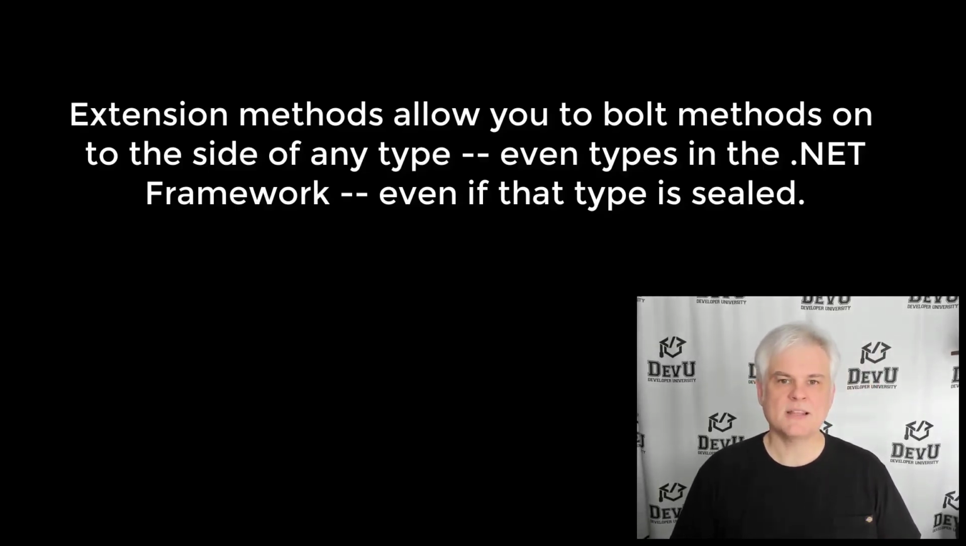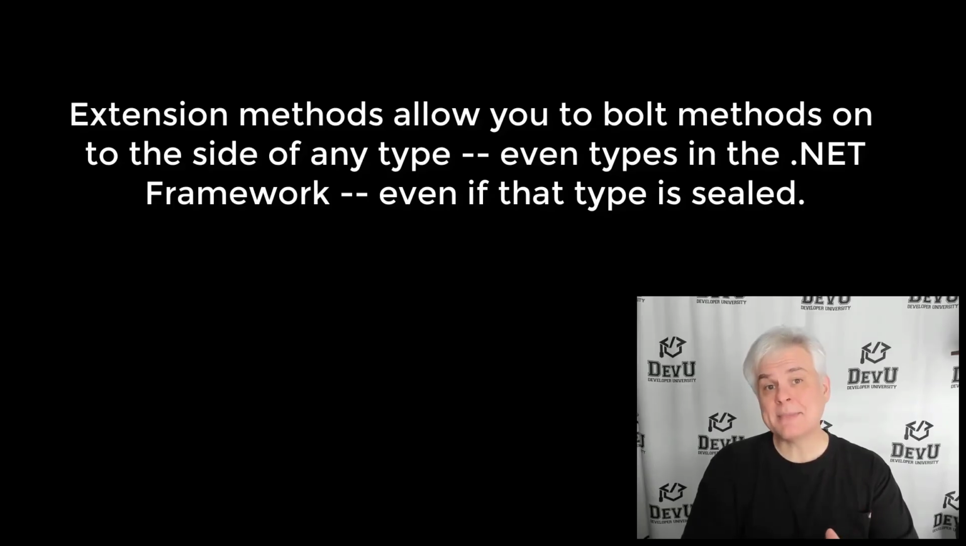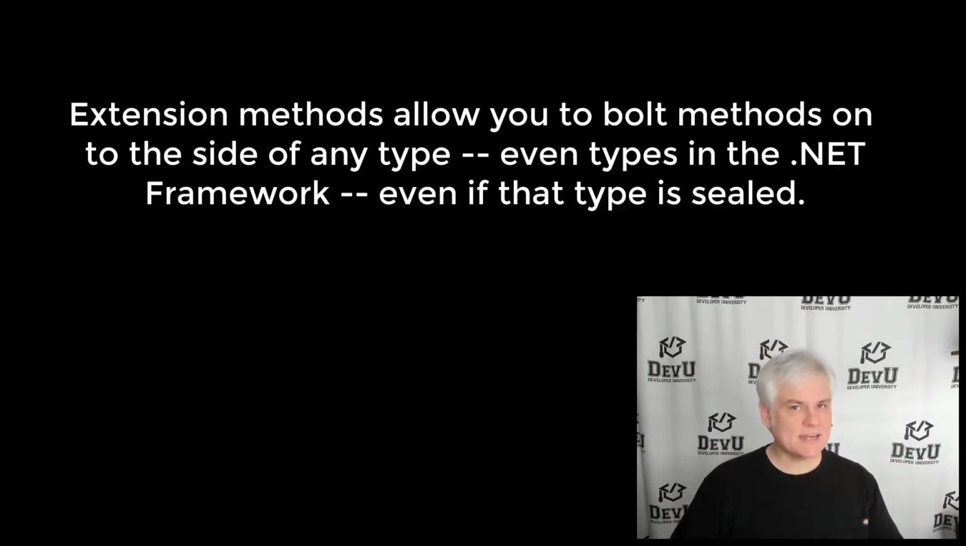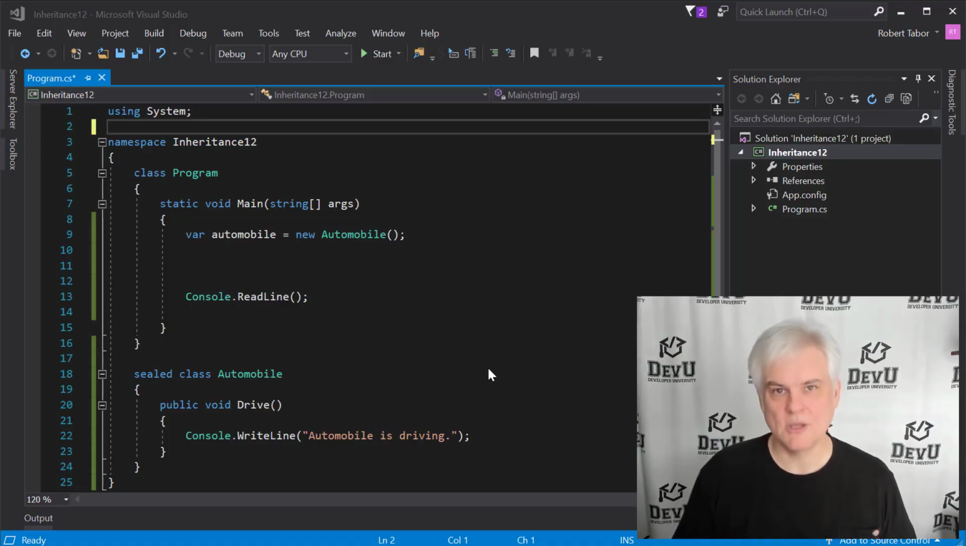Go ahead and grab an index card, and you want to copy this down or some version of it. An extension method allows you to essentially bolt methods on the side of any type, even types that are in the .NET framework, even if that type is sealed. Now, it's not inheritance, so you don't get some of the same benefits of inheritance, but it gets you out of that bind when you need to extend a class in a way that you can't normally do through inheritance, or you don't want to do. It doesn't have to be strictly an inheritance style relationship.